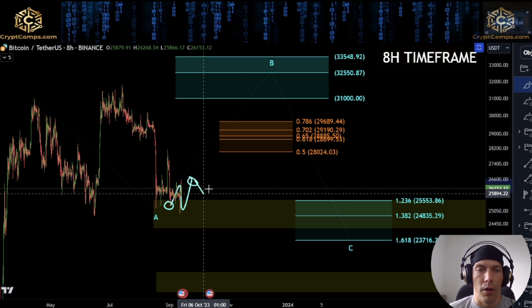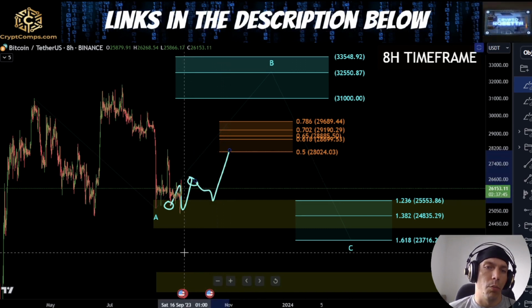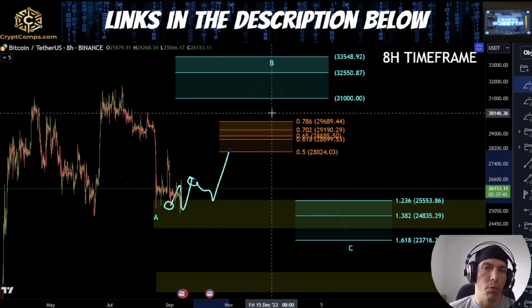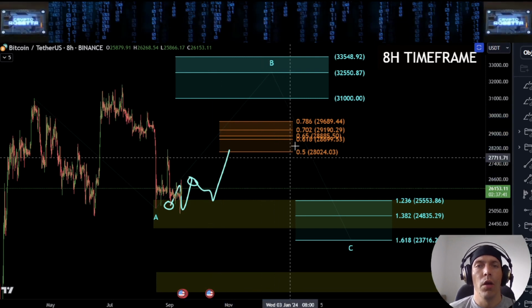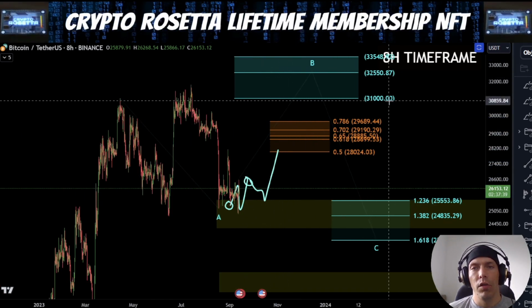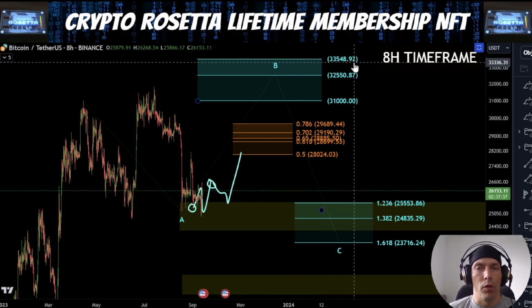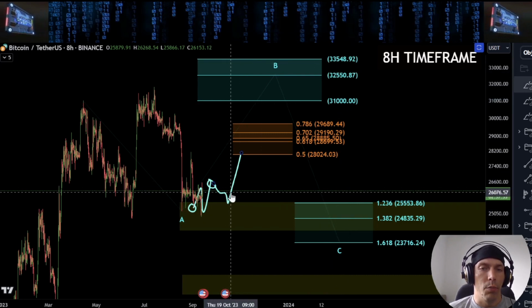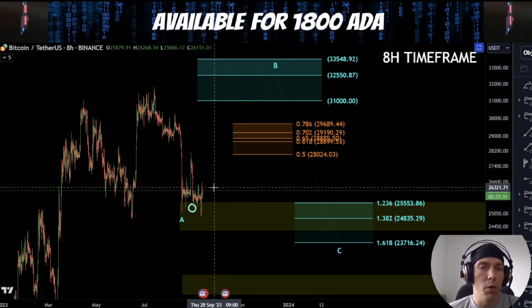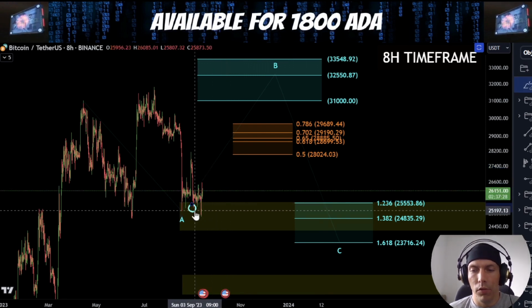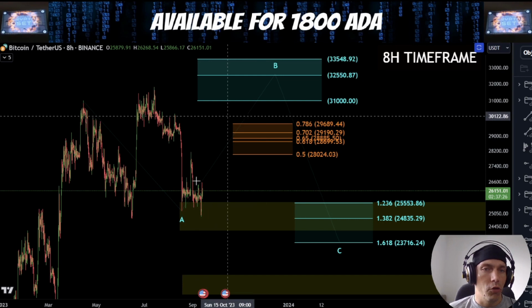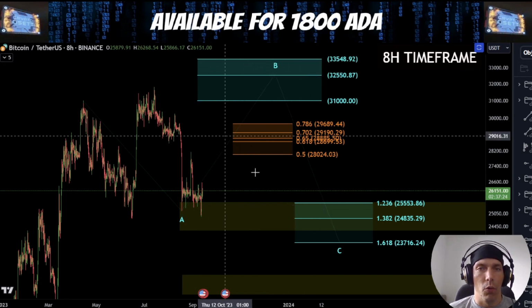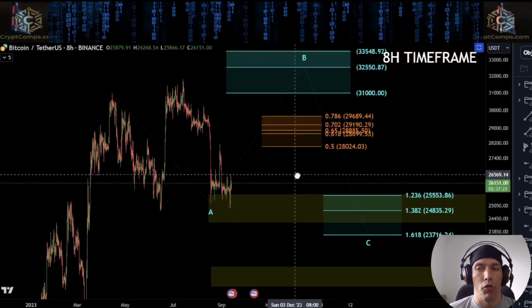Now, if we do get something like a flat here, what we could see is a bigger three-wave structure like this, looking to push us up either into this orange zone, or if this is going to become an overshooting B wave, I would be looking for this 33,548 to this 31K region as a potential target area for this. So we need to just be careful that, if we do start to see price starting to show a bit of strength here, we could be looking to form something like this B wave push to the upside.